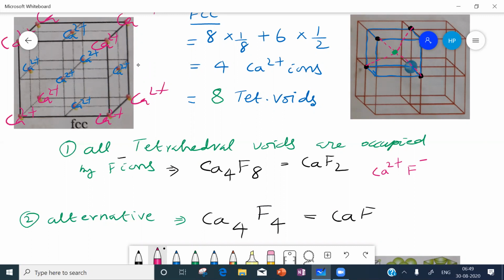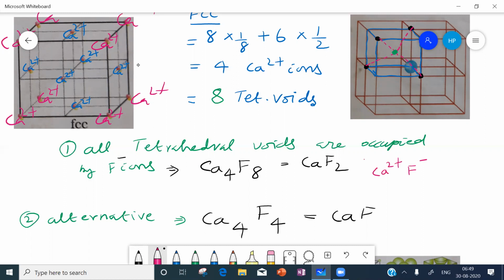Now, whether F minus ions occupy all tetrahedral voids or F minus ions occupy alternate tetrahedral voids, which is possible? Will F minus ions occupy all tetrahedral voids, or will F minus ions occupy alternate tetrahedral voids? Now you come to the conclusion. What shall we say? What is your idea?